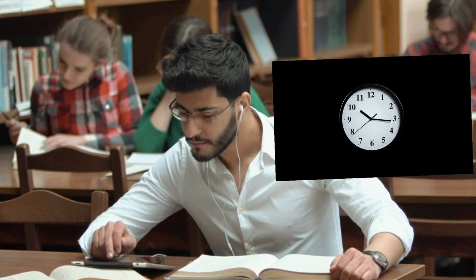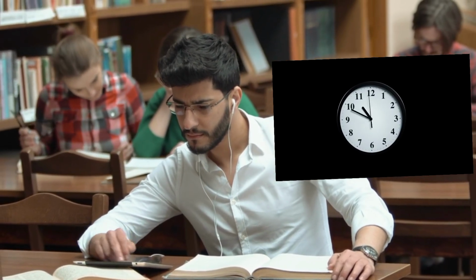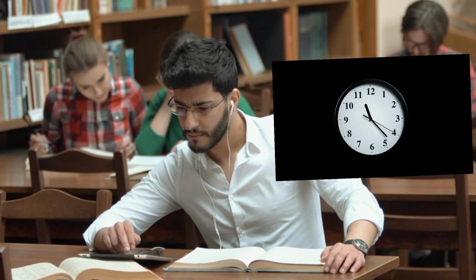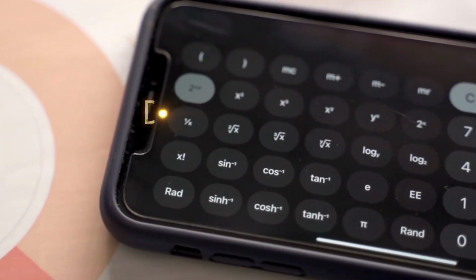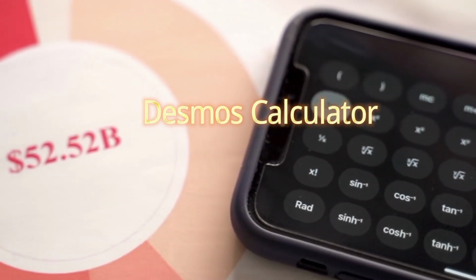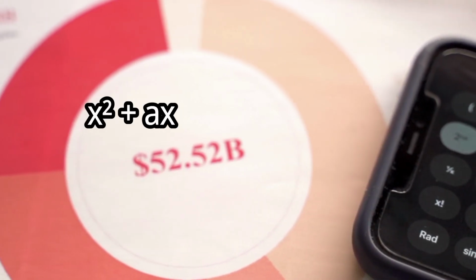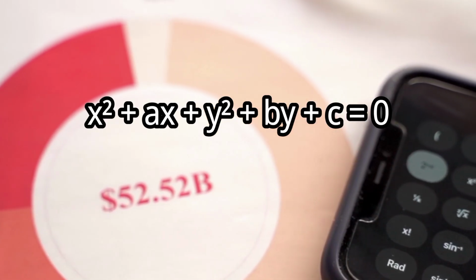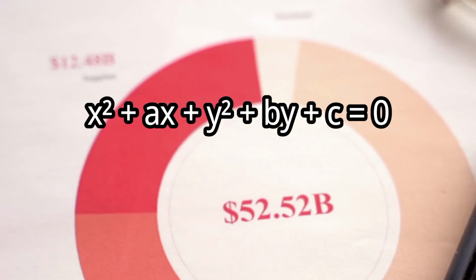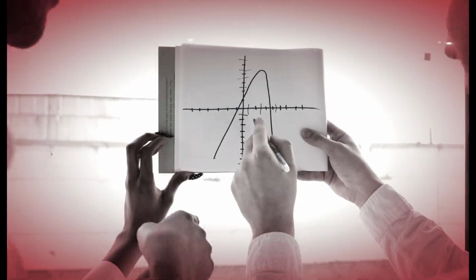On the digital SAT, time is your biggest enemy. But remember, this isn't just a math test, it's a strategy test. The real game changer is the built-in Desmos Calculator. Instead of solving x squared plus ax plus y squared plus by plus c equals 0 by hand, you can literally type it into Desmos and see the circle instantly.